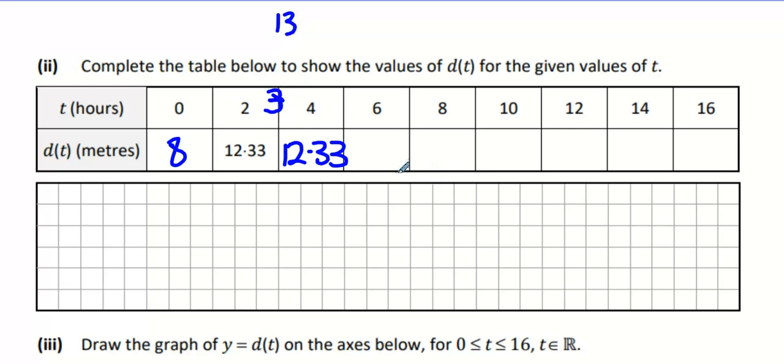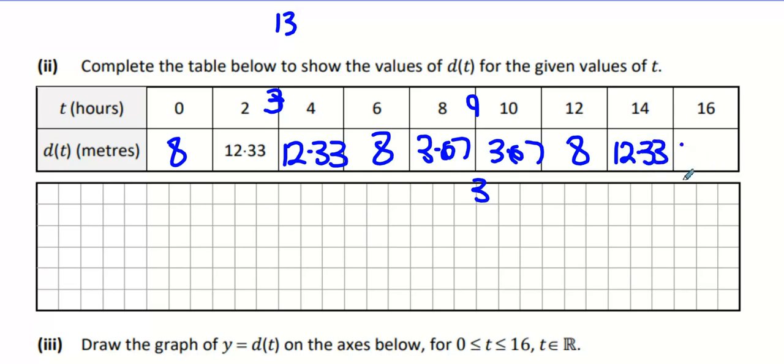Okay, 6 is 8. This is 3.67, and that's another 3.67. But what's halfway between two of them? 3. 9, 3. And then what do we get then? 12, 8, 14, 12.33. Another 12.33. And lads, what here then? 13 at 15.